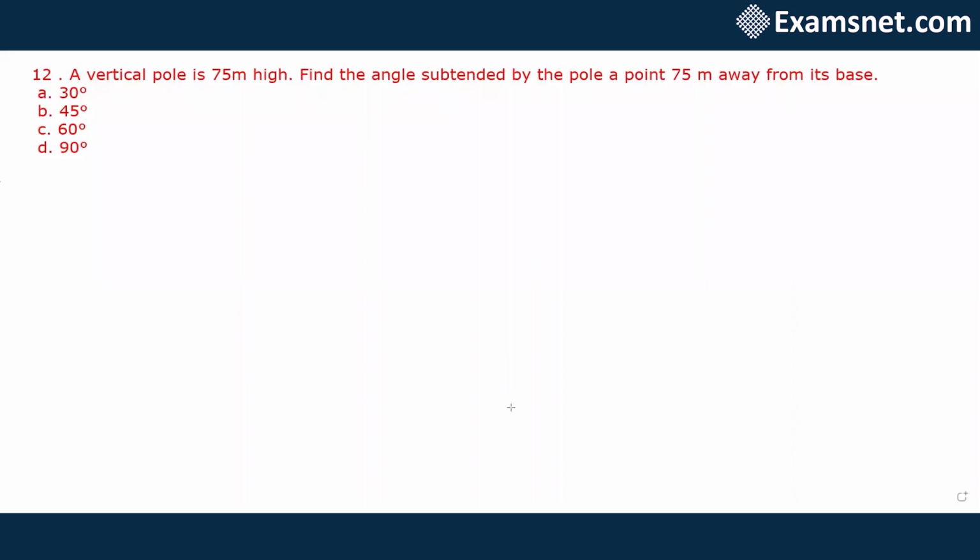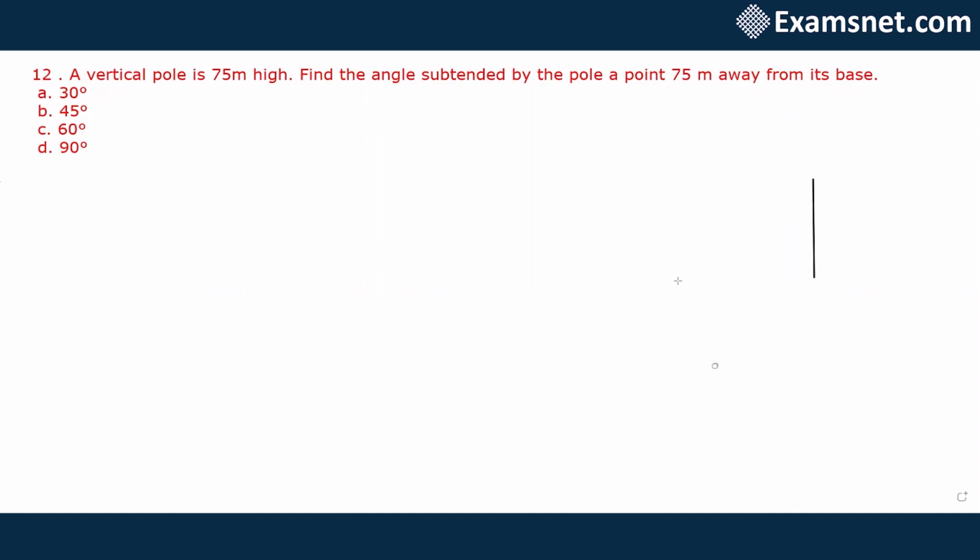Question number 12 states that a vertical pole is 75 meter high. Find the angle subtended by the pole at a point 75 meter away from its base. Okay, so let's start with the construction first. Let's draw a vertical pole.